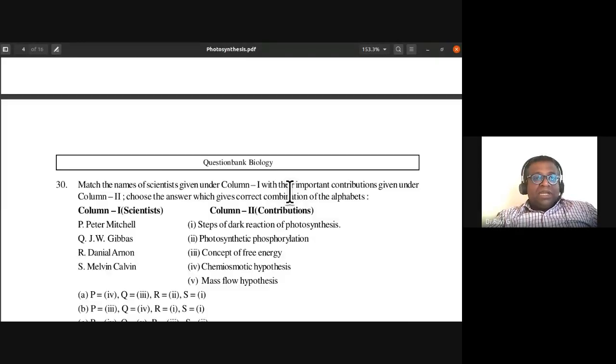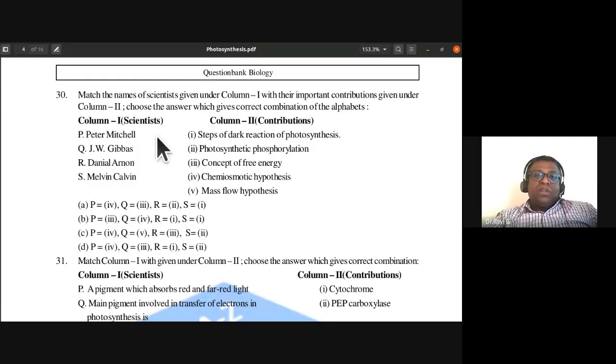So the next one, 30th. Match the name of column 1 with column 2, scientists with their contribution. We have different names of scientists. Let us proceed. Peter Mitchell, many of these you might not have come across. Melvin Calvin you have come across. The steps of the dark reaction of photosynthesis were worked out by Melvin Calvin, so yes has to be one. There are two choices, A and B, and we have to choose between these two. Mass flow hypothesis was put forth by Ernst Munch.